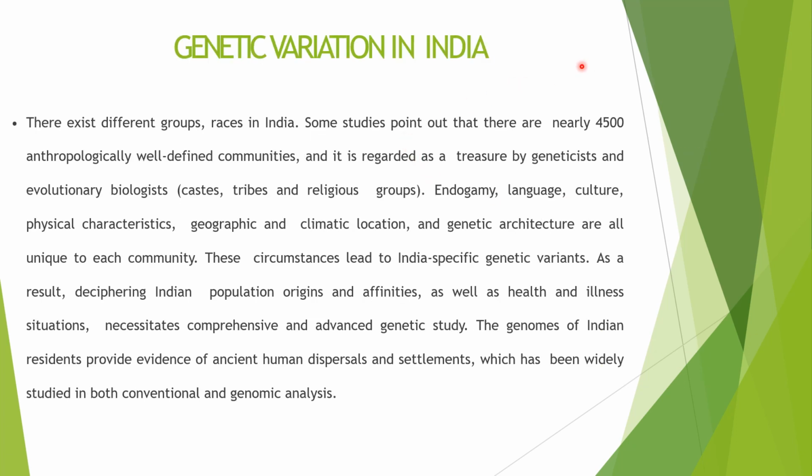Genetic variations in India. There exist different groups, races in India. Some studies point out that there are nearly 4,500 anthropologically well defined communities, and it is regarded as a treasure of genetic and evolutionary biologists, which has caste, tribe, religious groups. Endogamy, language, culture, physical characteristics, geographic, climatic location, genetic architecture are all unique to each community. These circumstances lead to India's specific genetic variant.